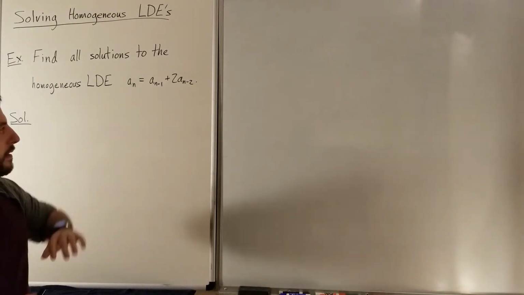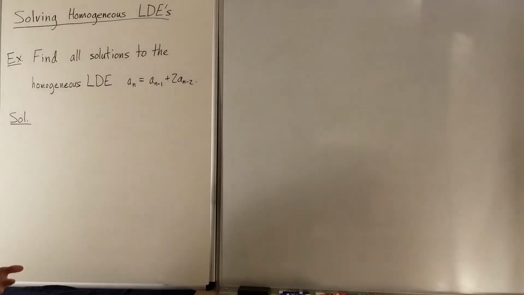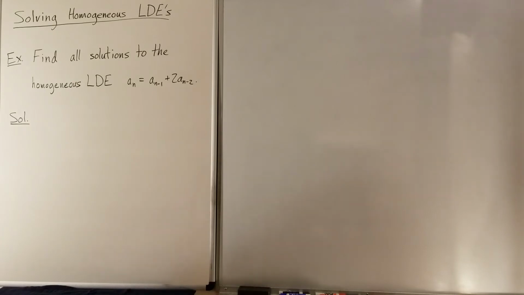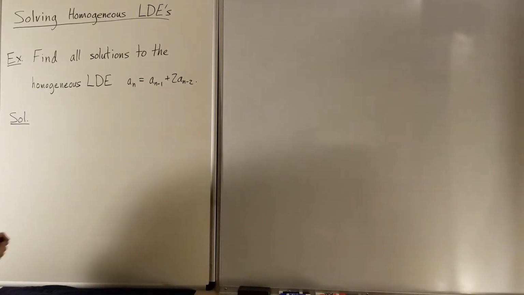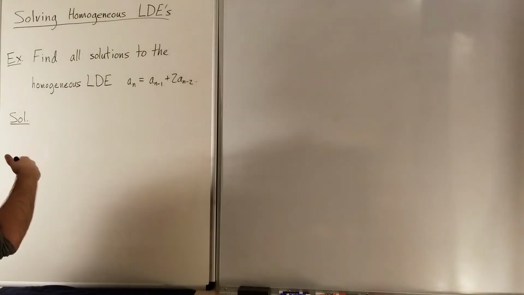Notice that we do not, in this case, have initial conditions. That is something we could add on to the problem, and it would just be an extra step at the end. So let's see if we can come up with all solutions to this. The first step we're going to take is to rewrite this in our linear difference equation format. In other words, we're going to move everything to the left.